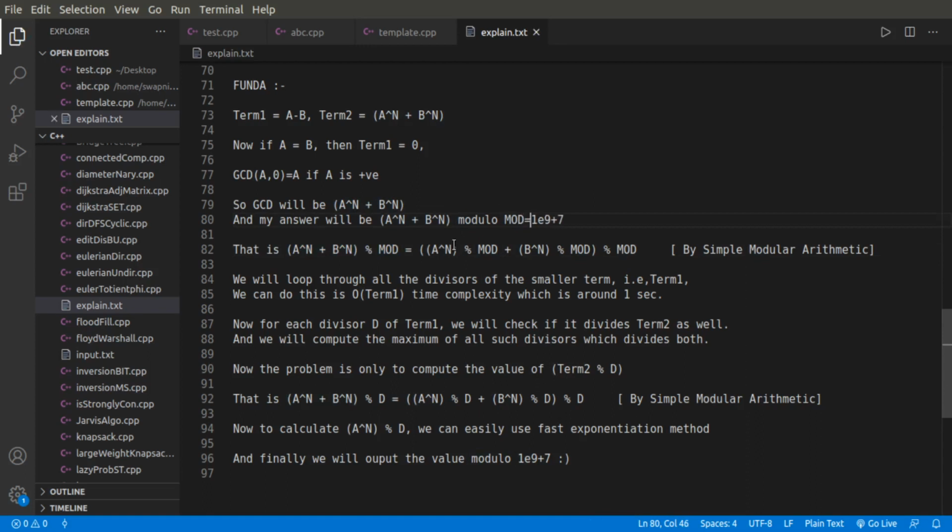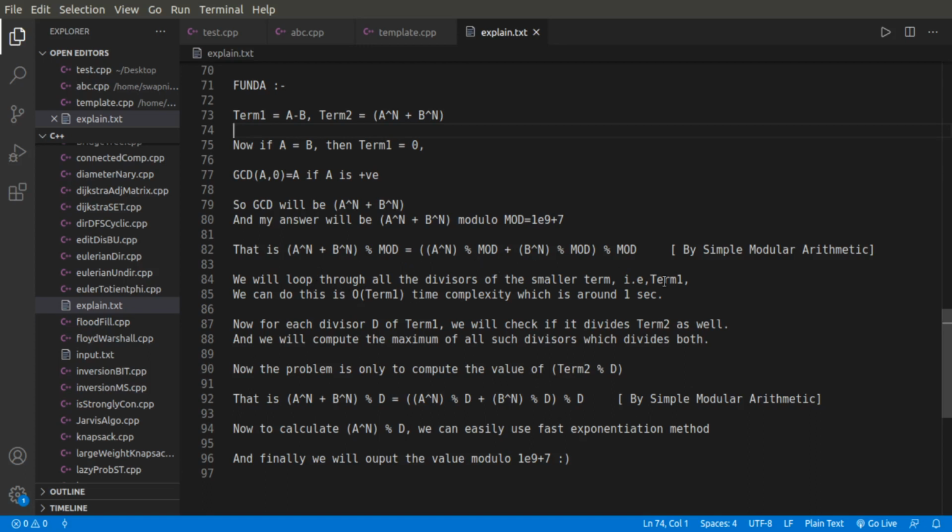We cannot calculate this term directly, so we will break it into terms which can be easily calculated using a simple modular arithmetic equation, which says if we have a sum like a plus b mod some number, then it will be a mod that number plus b mod that number, whole mod that number. So we have broken down this expression into this expression. This will be my answer in the case when my term 1 vanishes.